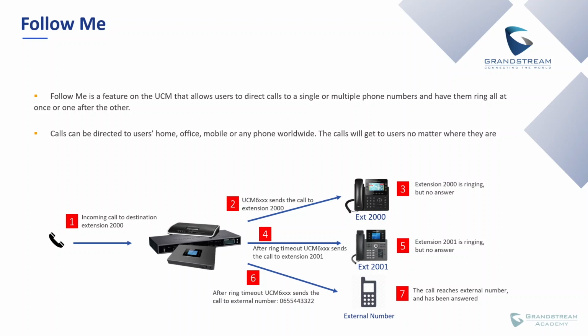As you can see in the figure in the slide, the UCM sends the incoming call to the dialed extension, and if the call isn't answered from that extension after a ring timeout, the UCM will send the call to a second extension, and again, if there is no answer, then the UCM will send the call to an external number. This operation, like I have said before, will help the UCM user get the call no matter where they are. Users can configure the destination in case no one in Follow Me answers the call. The available destinations are extension, voicemail, queues, ring group, voicemail group, IVR, external number.